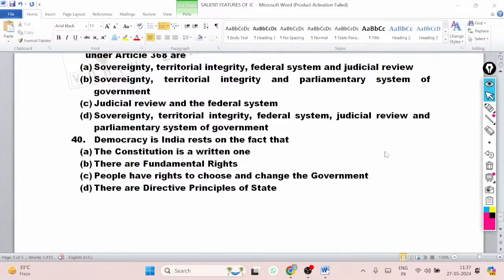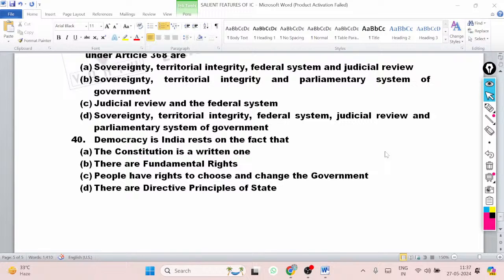40. Democracy in India rests on the fact that. What will be the answer? Democracy in India rests on the fact that, which means the basic principle or basic requirement of democracy in India. The constitution is written on, that doesn't mean an unwritten constitution cannot be there. The UK is an example where there is an unwritten constitution, but it is a democracy. So that is not the fundamental requirement.